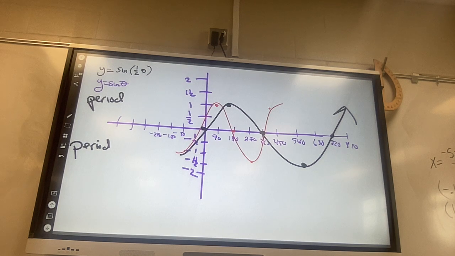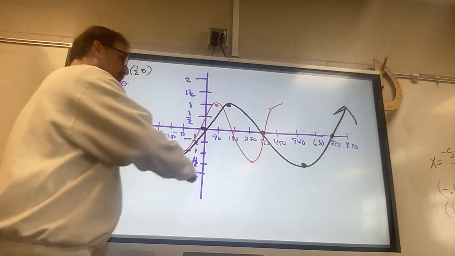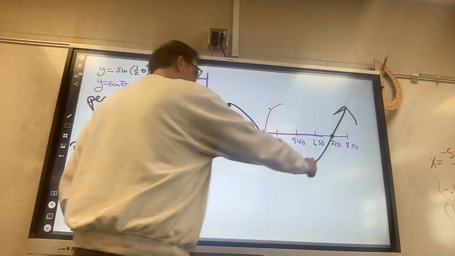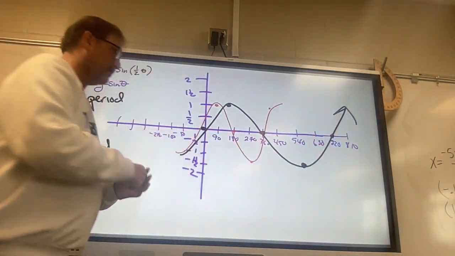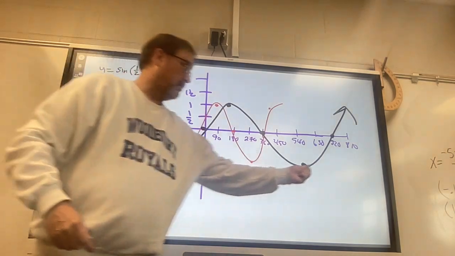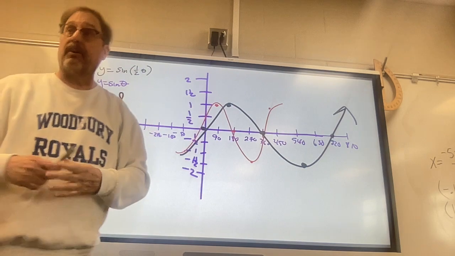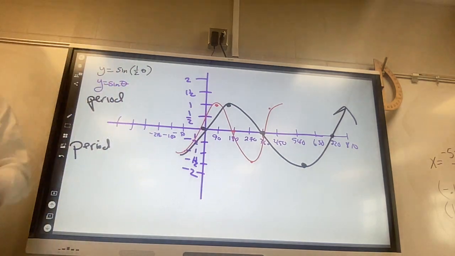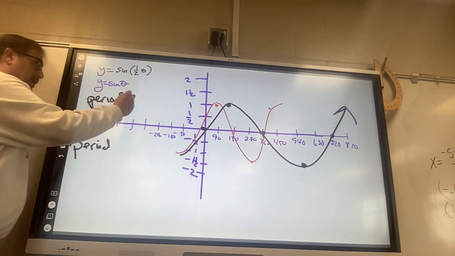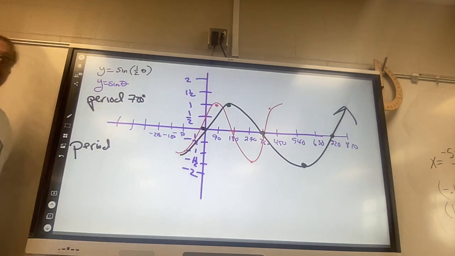But please look at this graph and the numbers. In the black graph, it takes how long to repeat itself? There it starts repeating, doesn't it? Does it take 720 to start repeating? Yeah. Please write period 720 degrees. Wow, if it was 720th period, wow, we'd be here a long time today. All right, thank you very much.